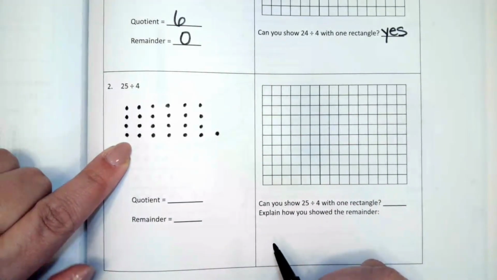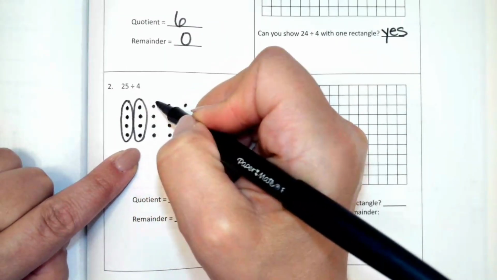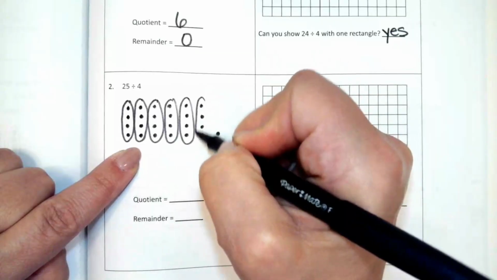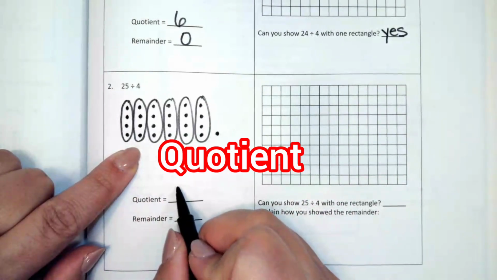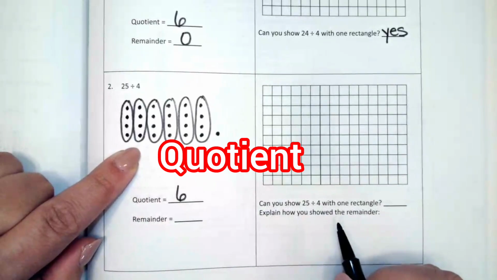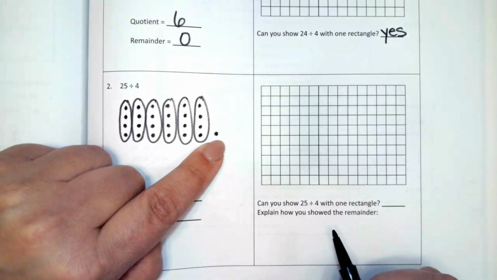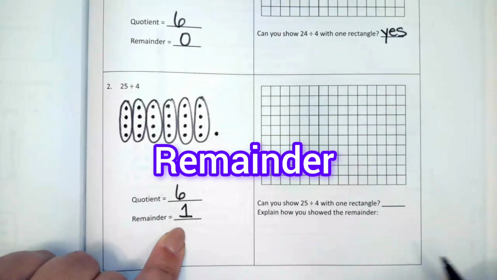Let's circle the groups of 4. 1, 2, 3, 4, 5, 6. We have 6 equal groups of 4, so the quotient is 6. Now look what we have over here. There's one left over that's not in a group. That means the remainder is 1.